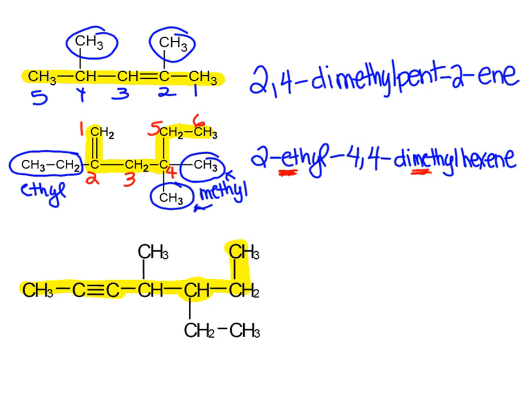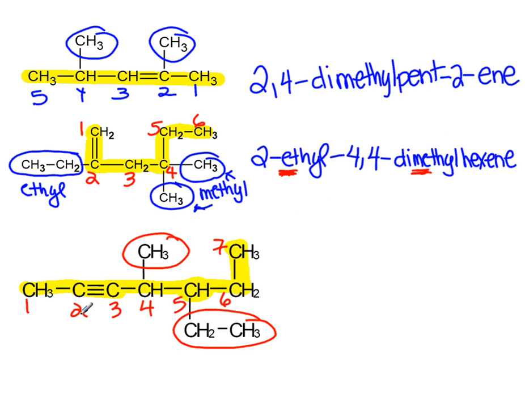When I do that, I can start to see my branches. This is going to be a branch, and this is going to be a branch. When I number, I need to give the triple bond the lowest number possible. So if I started numbering up here, I would have 1, 2, 3, 4, 5, 6, 7. 5 would be where the triple bond starts. Or if I did left to right, 1, 2, 3, 4, 5, 6, 7. Left to right gives me number 2, where the double bond or triple bond starts. The other way was 5, here it's 2.